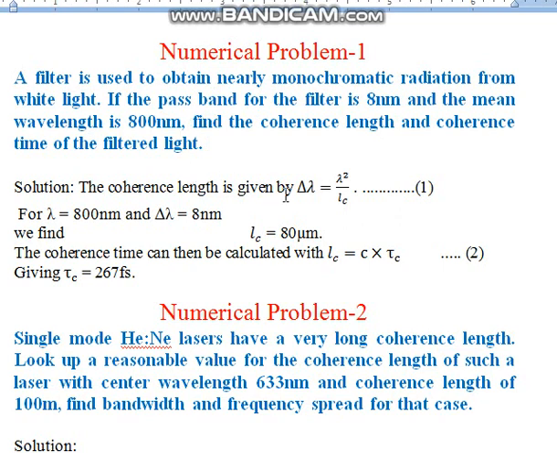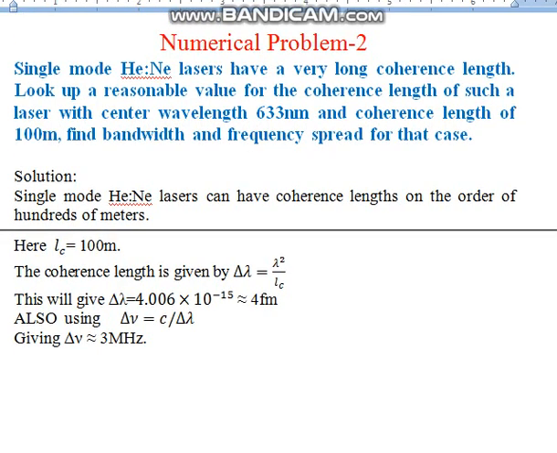So we use this relation, we put in the values, and in this way we can calculate the coherence length, which is equal to 80 micrometer. In order to obtain the coherence time, we use the relation Lc is equal to c multiplied by tau c, and when we put in the values, the coherence time comes to be 267 femtosecond. Femto means 10 to the power minus 15. So this is 267 multiplied by 10 to the power minus 15 second.